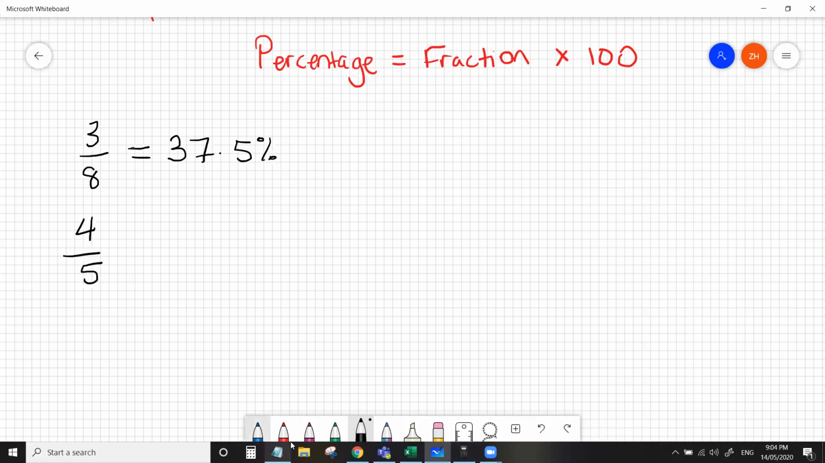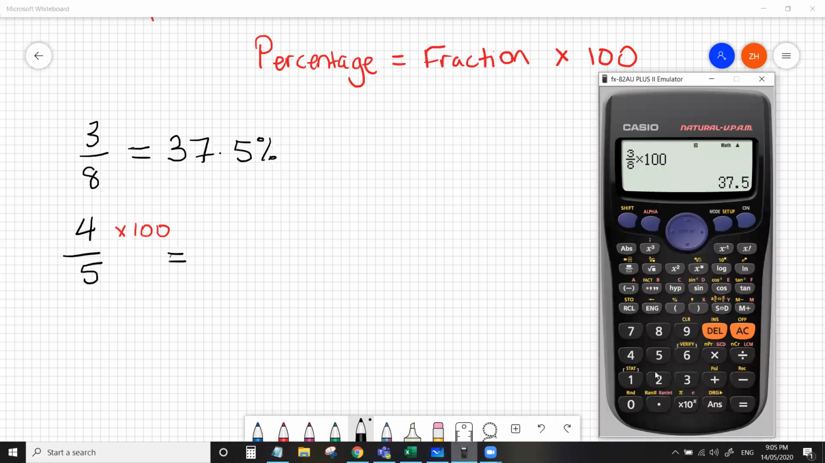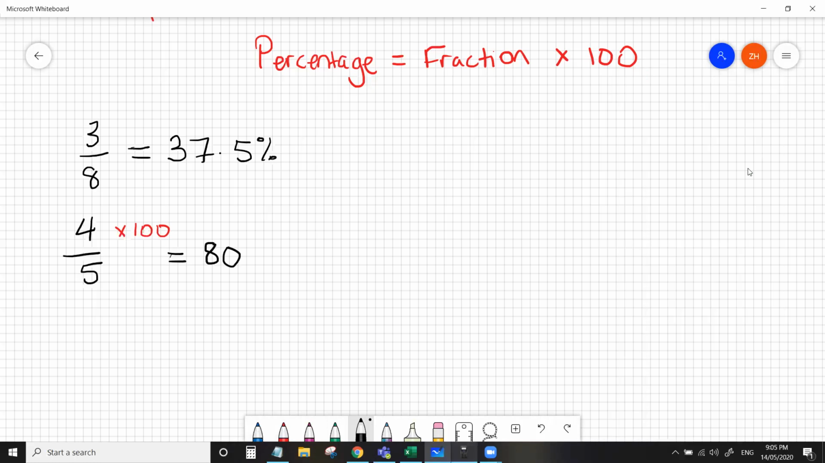We'll do a second one, 4/5. Now I'm going to times that by 100 so that I can make it into a percentage. And using my calculator, just clear it there, 4/5, move the cursor across, times 100, and it's just come up as 80, so that's going to be 80%.